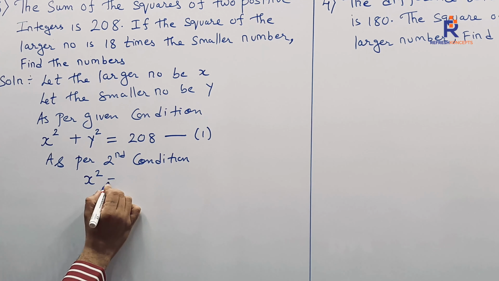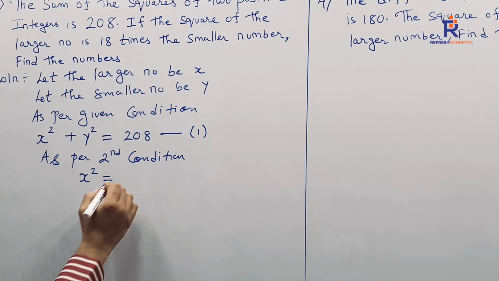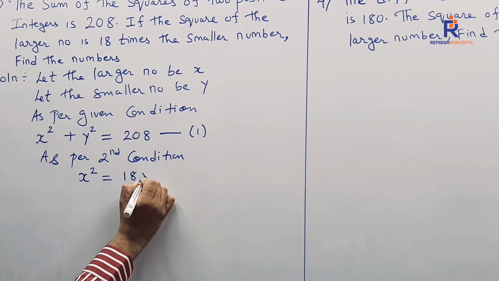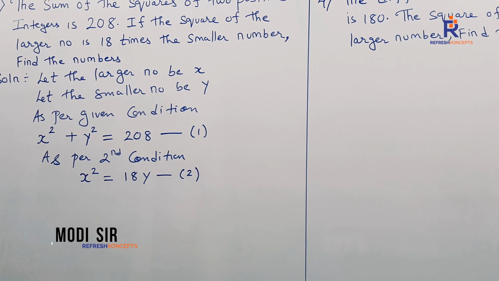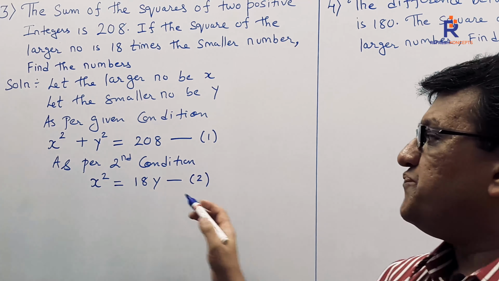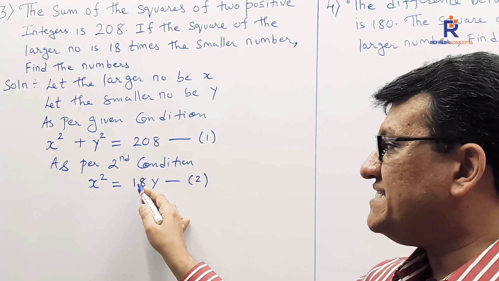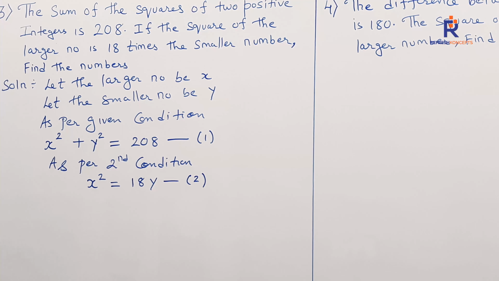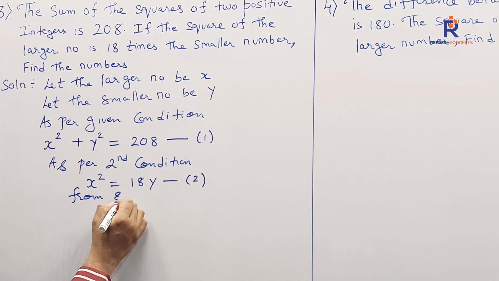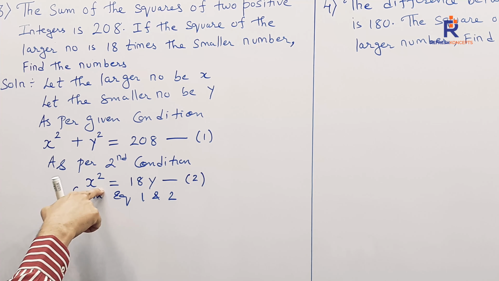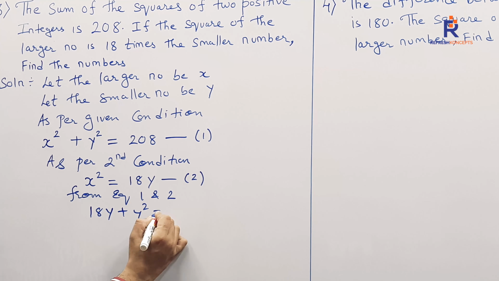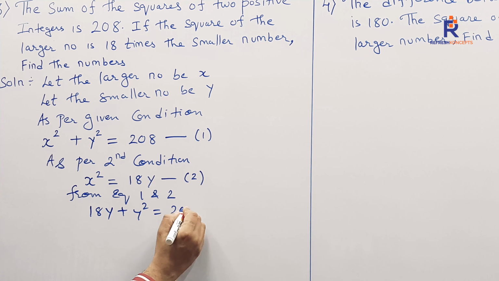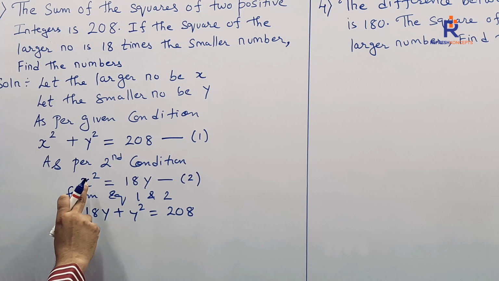Later on, they give one more condition: if the square of the larger number is 18 times the smaller number. As per the second condition, what do they say? Square of the larger number. What have we taken the larger number as? x. So the square of the larger number is 18 times the smaller number, the smaller number being y. So x square is 18y. That is our equation number 2.